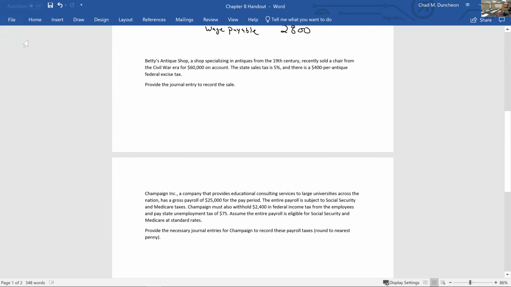There's also a $400 per antique federal excise tax. We'll call that federal excise tax payable in the amount of 400. And then when you add them all up, you can see our accounts receivable should have been debited for $63,400 because that is the amount that the customer is actually going to pay us, even though only $60,000 was the sales price or the revenue.